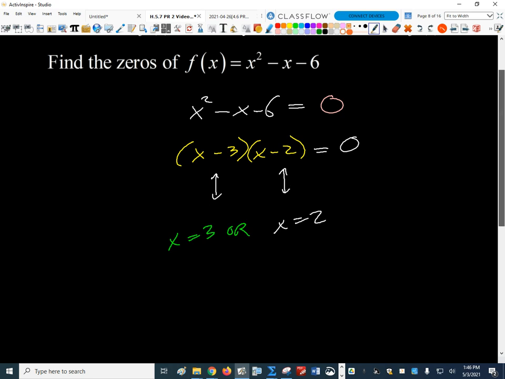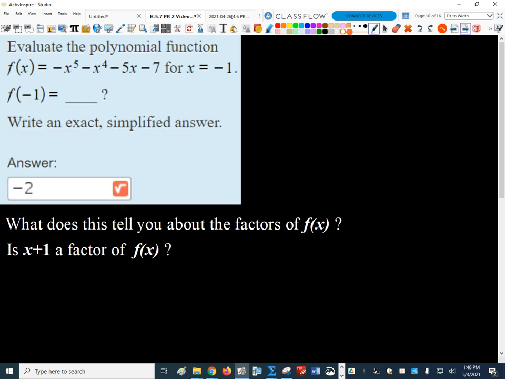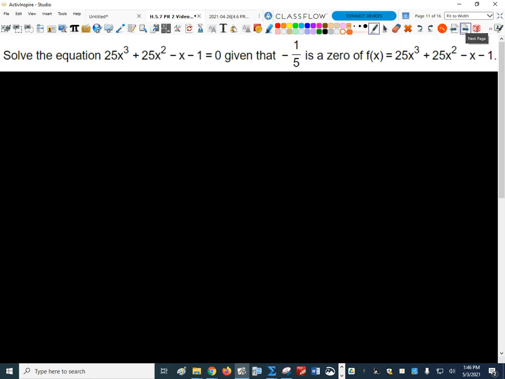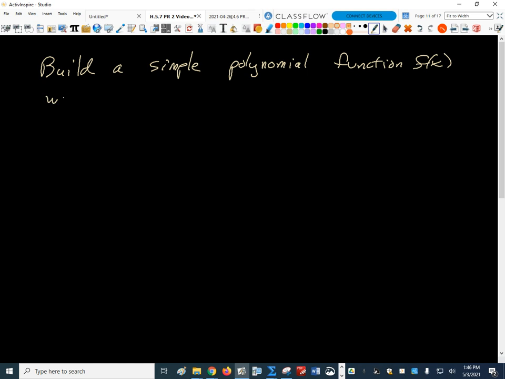For example, I'm going to do one before this. What if I wanted you to build a simple polynomial function, we'll call it f of x, with zeros x equals 2, x equals -3, and x equals 0? What could you do? I want you to think about that. What could I do?